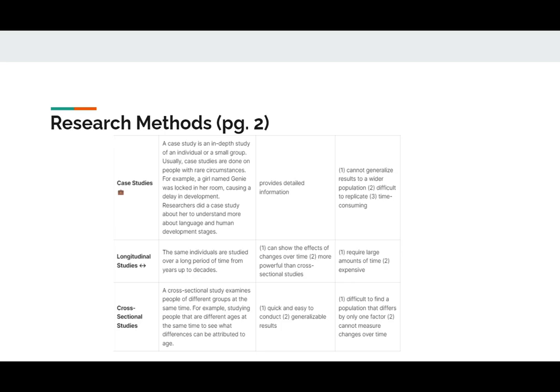It's an in-depth study of an individual or a small group. Usually, case studies are done on people with unusual circumstances. For example, a girl named Jenny was locked in her room, causing a delay in development.